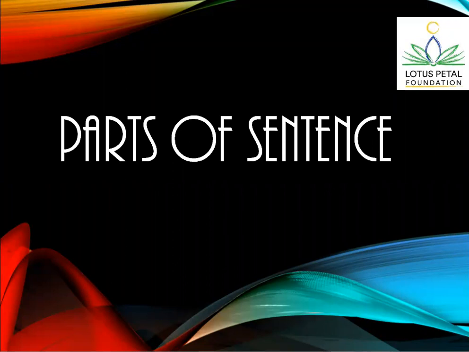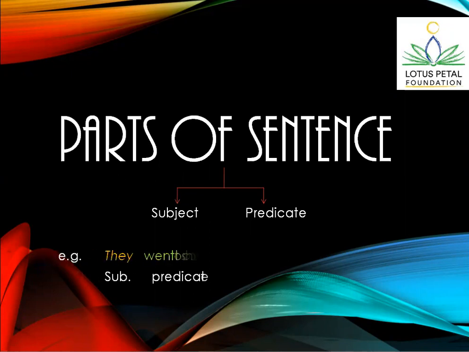In the last video, we have learned that a group of words which make complete sense is a sentence. Basically, a sentence is divided into two parts, subject and predicate. For example, they went to school. Here, they is subject and went to school is predicate. Let's see them in detail.